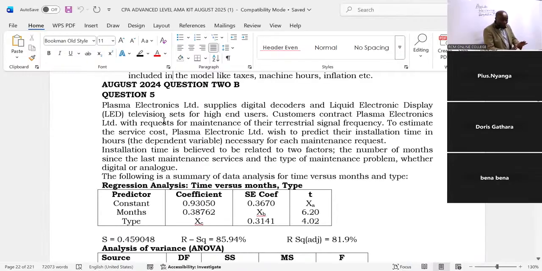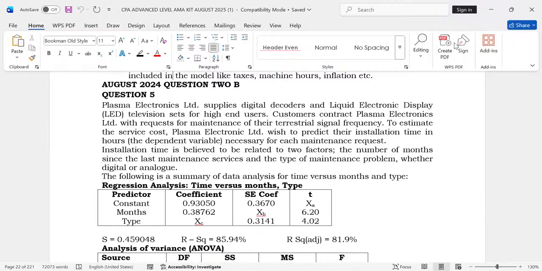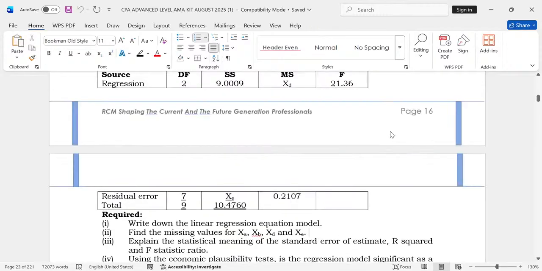So do you have the question paper? We shall always start, ladies and gentlemen, reading our advanced management accounting questions from the requirement. For you to understand the question very well, always start by reading the requirement. They want me to write down the linear regression equation model. Number 2, we find the missing values of XA, XB, XD, XE. Whenever I see the concept of missing values, I know this is an examiner who is wishing me success.